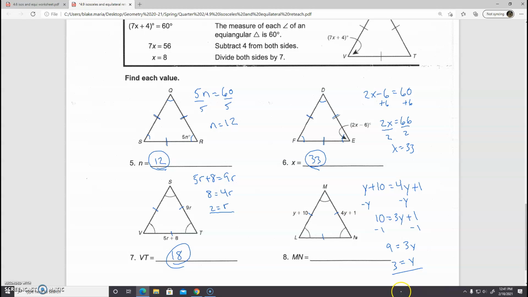Again, we're going to read. And sometimes they'll try and throw you off, and they'll ask you for, like, LN, where there's nothing there. And people freak out. Understand. Look here. 3 plus 10 is 13. This side's 13. 4 times 3 is 12, plus 1 is 13. This side's 13. This side's 13. Even though there's nothing there, you know all the sides are 13 because it was equilateral. So it really doesn't matter where you plug those in. Just make sure that you understand all the sides are equal.